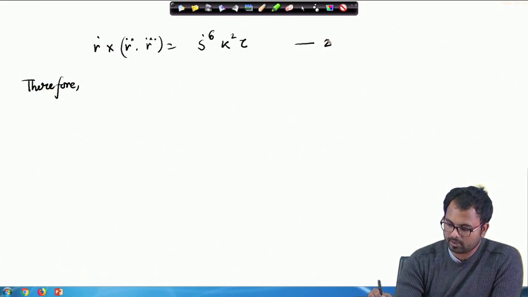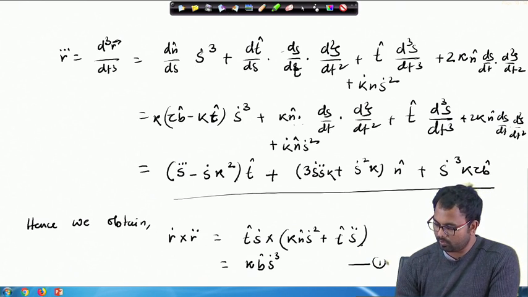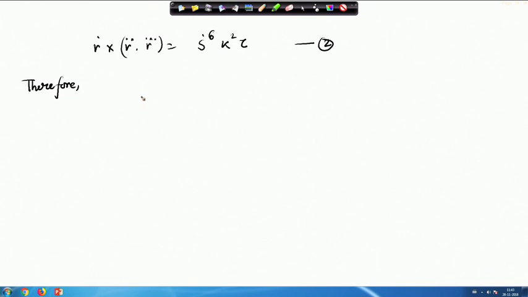So this is, let us say, my relation number 2, and this is my relation number 1. So, from both of these two relations, what we have is kappa is basically the magnitude of r dot cross product with r double dot divided by s dot cube, right, and s dot is basically the magnitude of r dot, right. So, we have r dot equals t cap s dot.